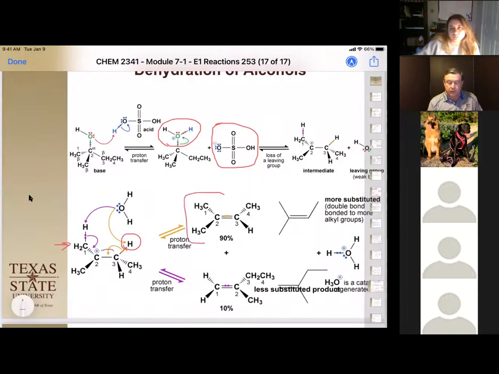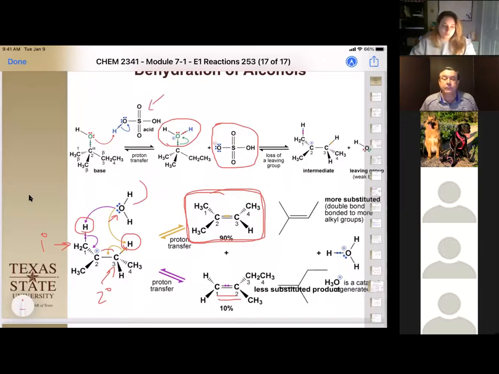So if we pull it off from that beta carbon that is a secondary, and both of these are primary, we're going to end up with the more substituted product. If we pull the beta hydrogen off the primary, we're going to get the less substituted product right here. And notice, where does this proton go? Well, this proton goes back into water, which can then regenerate our acid here.